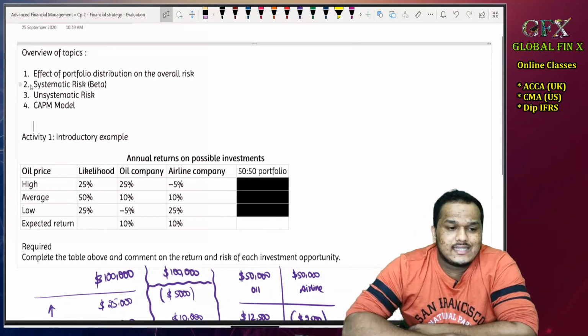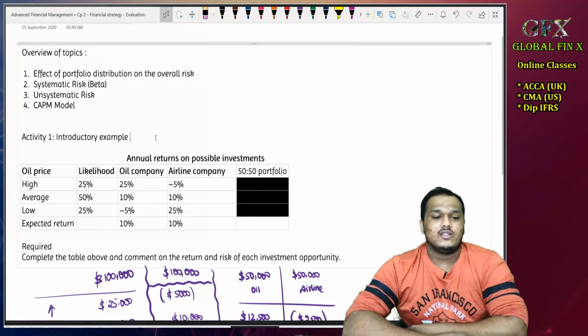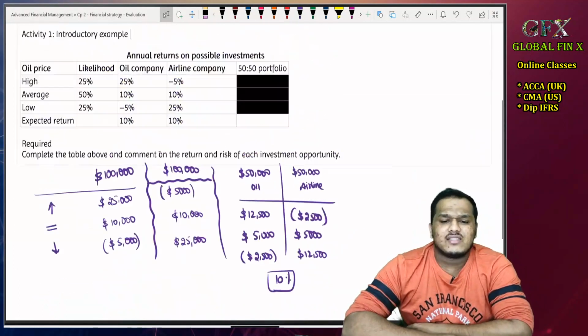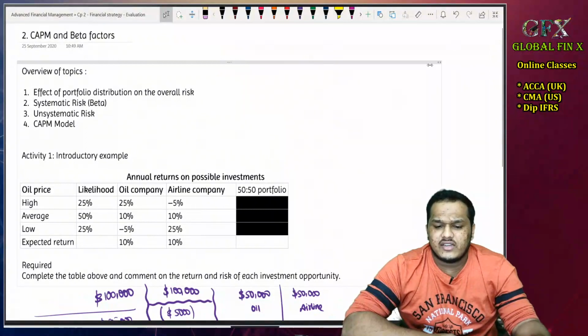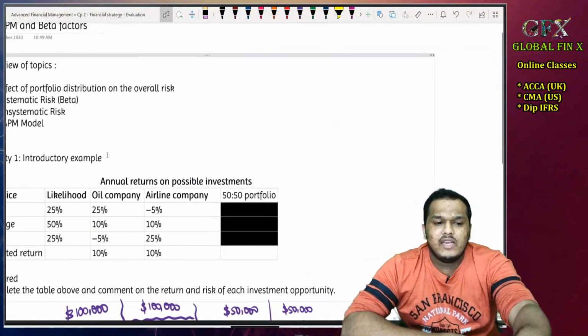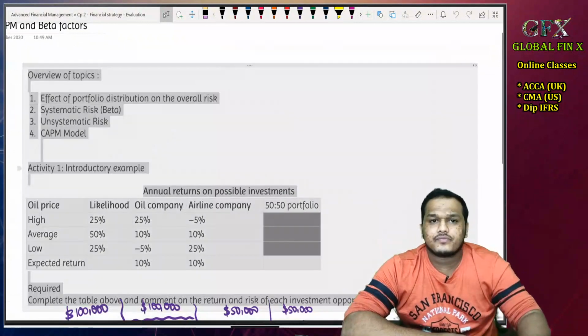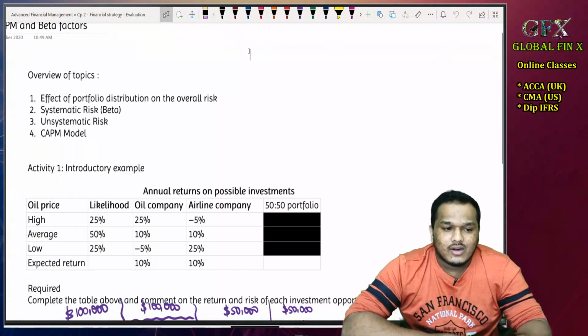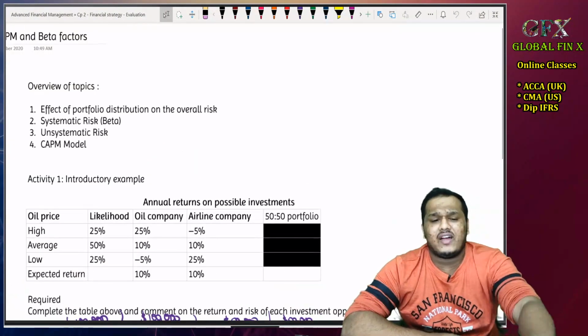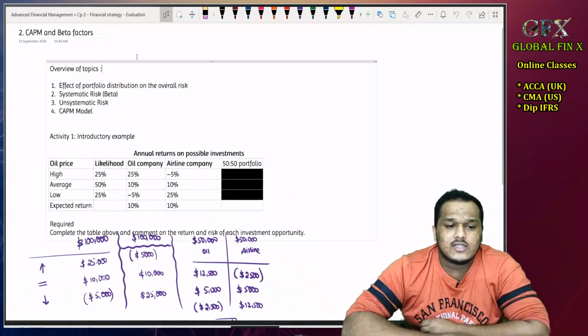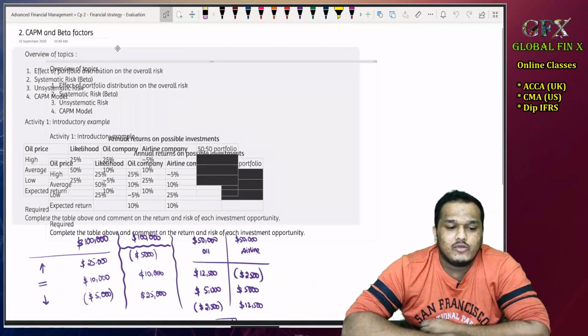Next one, systematic risk, beta factor. Sir, what do we mean by risk, first of all? Everybody keeps saying risk, risk, risk. So what exactly do we mean by the word risk here? In simple language, in your F7 or F5, you might have learnt about this concept of risk. What exactly do we mean by risk, sir?